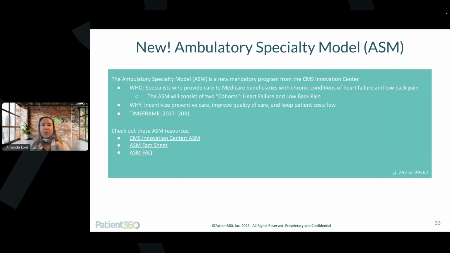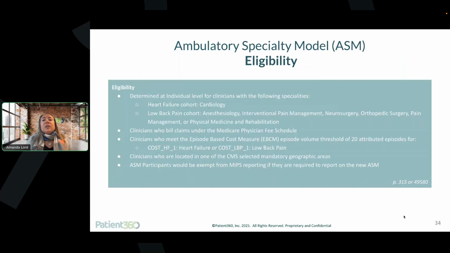Next slide, please. So how did CMS finalize ASM eligibility? Eligibility for this new model has been finalized to be evaluated at the individual clinician level only. Here's how CMS is going to determine if you're eligible and required to report for the ASM model. Specialty type: first, you're going to have one of the defined specialty types listed on your Medicare Part B claims. For the heart failure cohort, CMS is looking at cardiologists only. For the low back pain cohort, CMS is looking for anesthesiology, interventional pain management, neurosurgery, orthopedic surgery, pain management, or physical medicine and rehab.